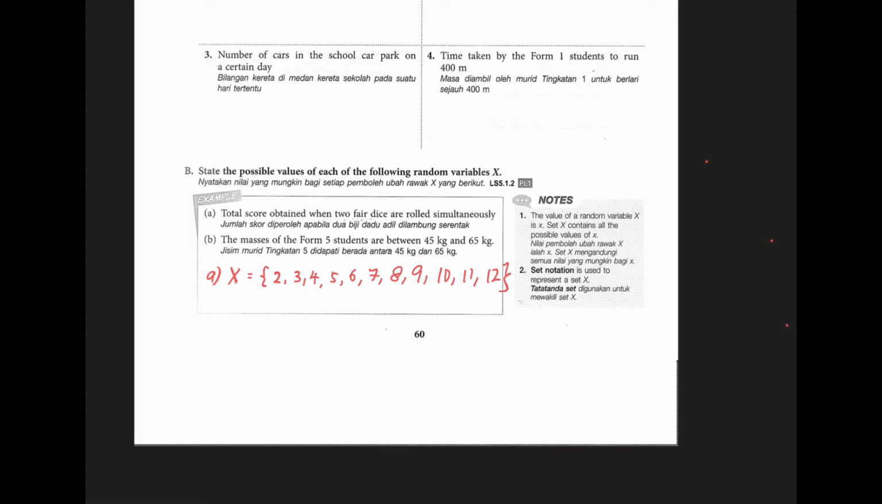Okay, so we look at B. The masses of the Form 5 students are between 45 kg and 65 kg. Okay, so then we put it in this way.